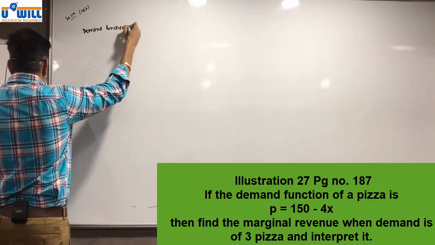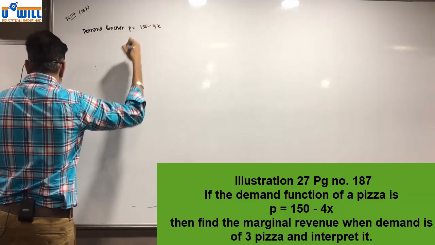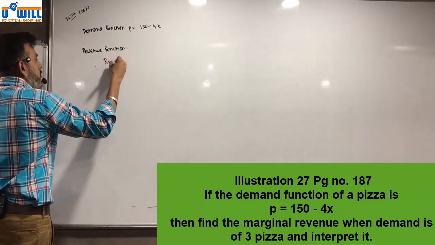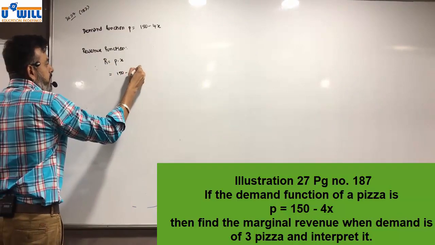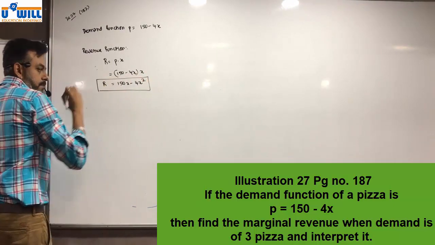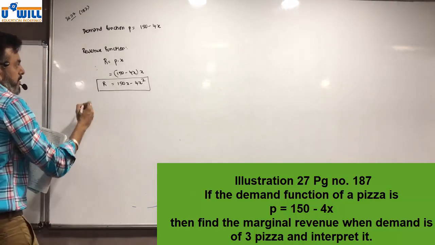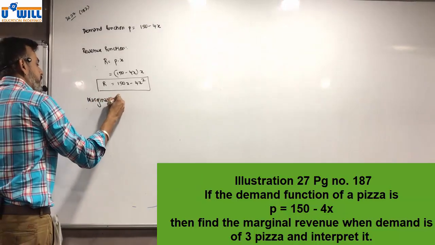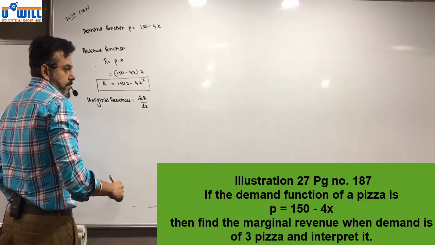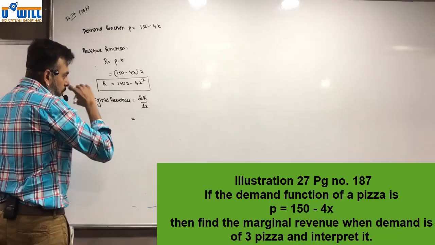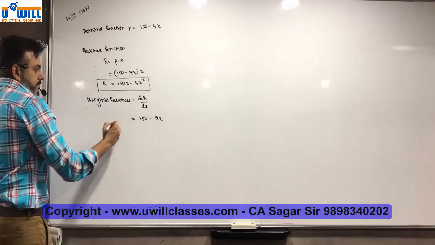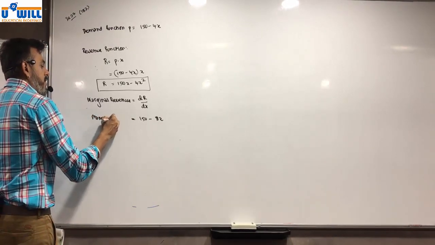Demand function which is given is P is equal to 150 minus 4x. Then revenue function R is equal to P into X, which is equal to 150 minus 4x into X, is equal to 150x minus 4x square. Find marginal revenue. Marginal revenue is equal to the derivative of revenue with respect to X, which is 150 minus 8X. Marginal revenue function.